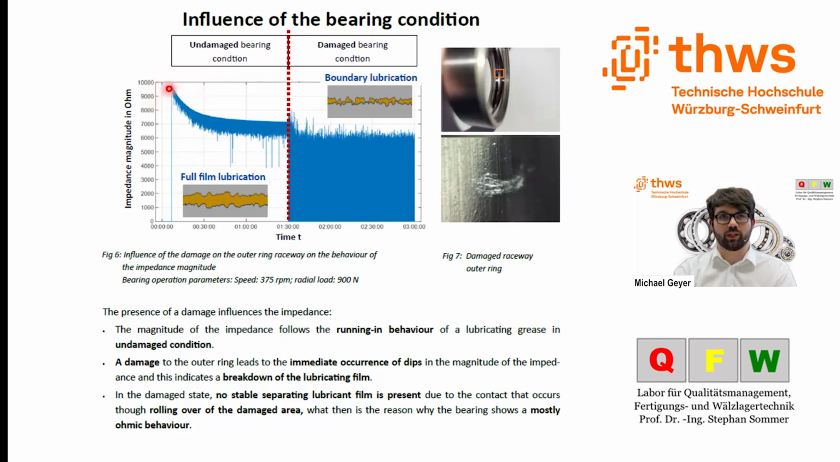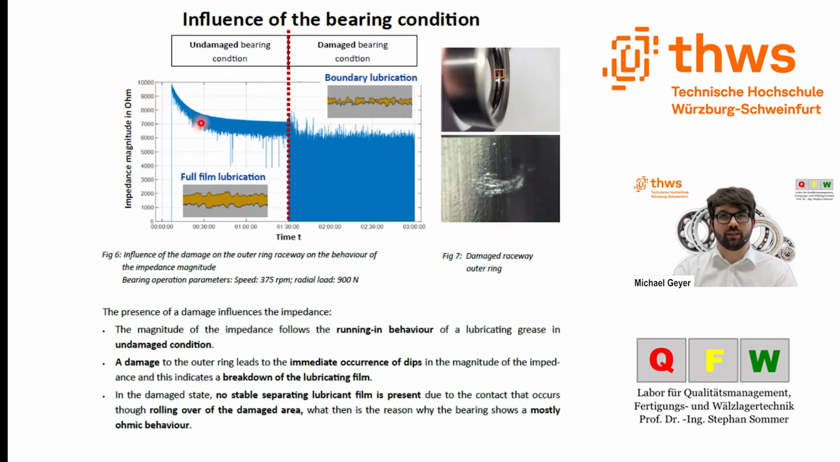The second test aimed to determine the influence of the damage on the impedance value of the bearing. To do this, the impedance of the test bearing was measured at first in the undamaged condition and then with an outer ring damage. Both conditions show a stark difference in the impedance behavior. At the start of the undamaged condition, the rolling over of the high viscous lubricant leads to a sudden decrease of the lubricant thickness, and this results in the high peak of the impedance.